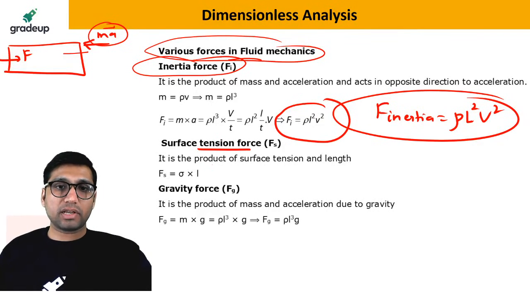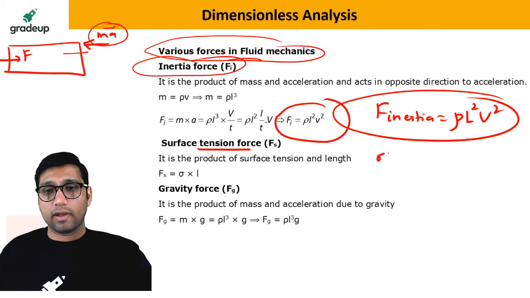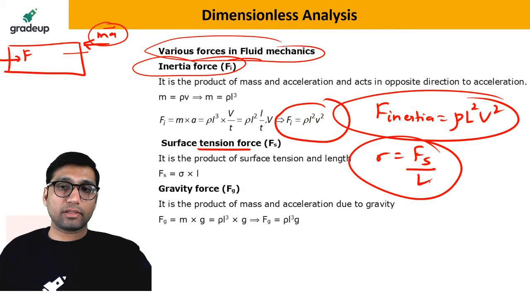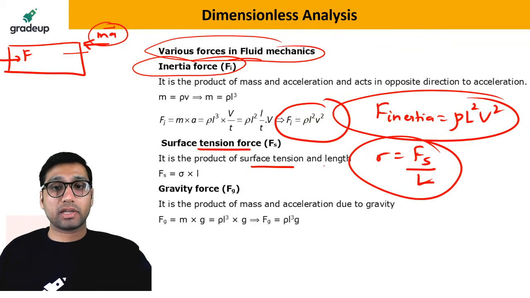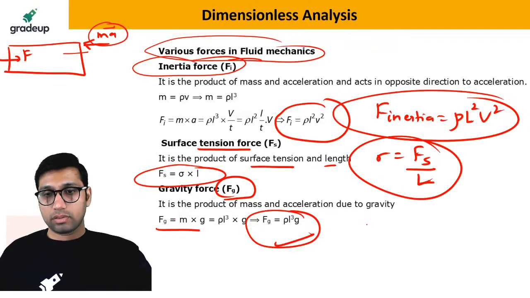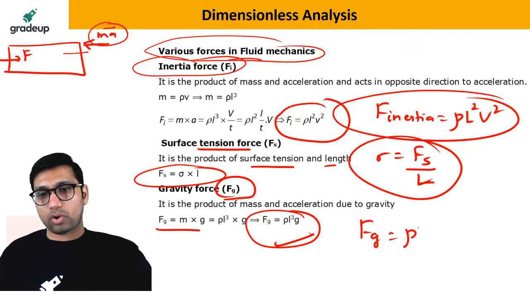Next is the surface tension force. Because surface tension is equal to force per unit length, surface tension force is equal to the product of surface tension and length. Next we study gravity force. It is equal to mass into gravity, which is rho L cube into G. So gravity force is equal to rho into L cube into G.